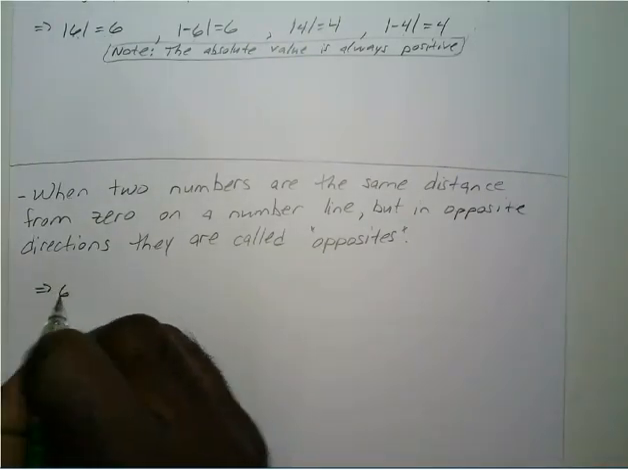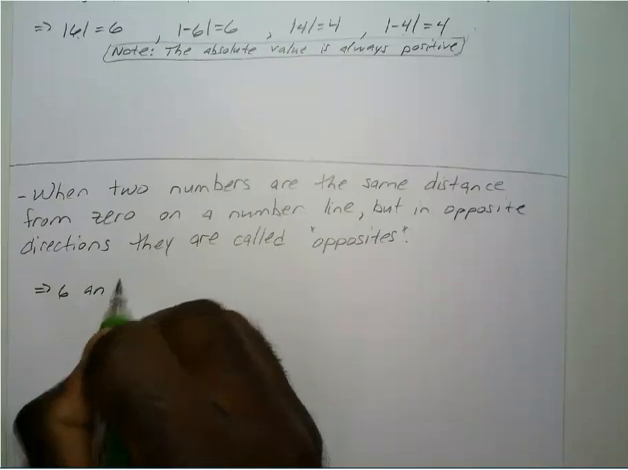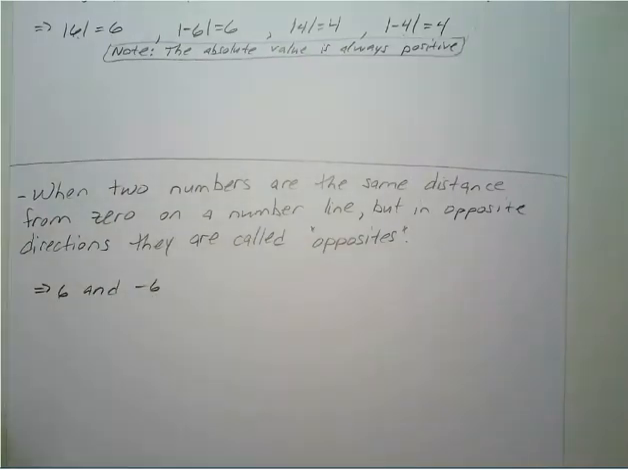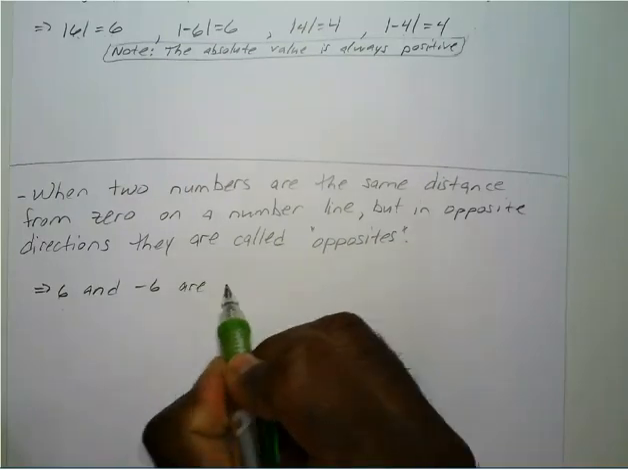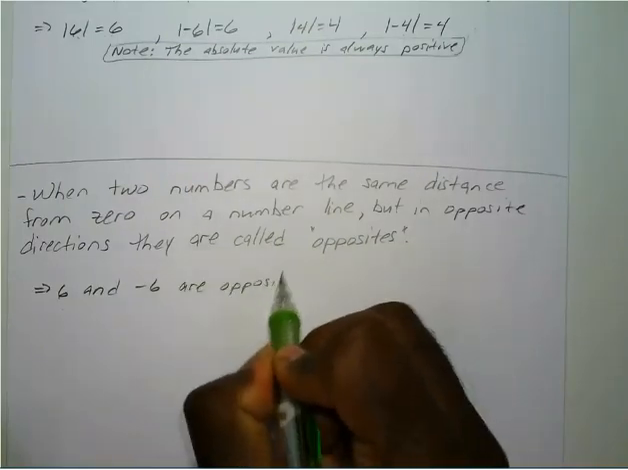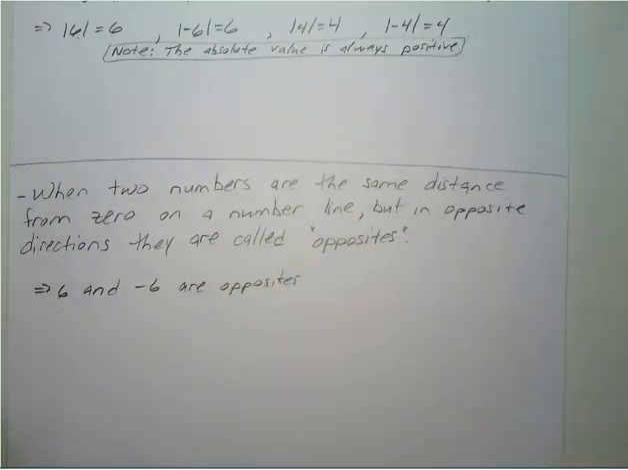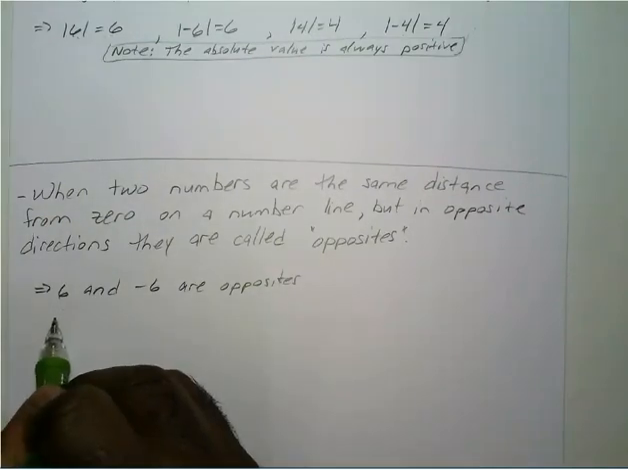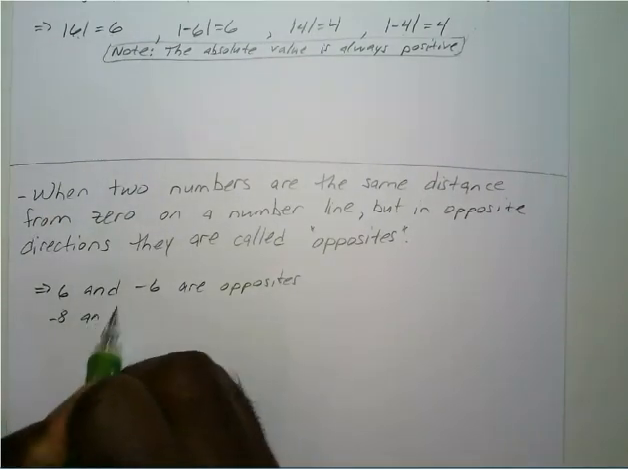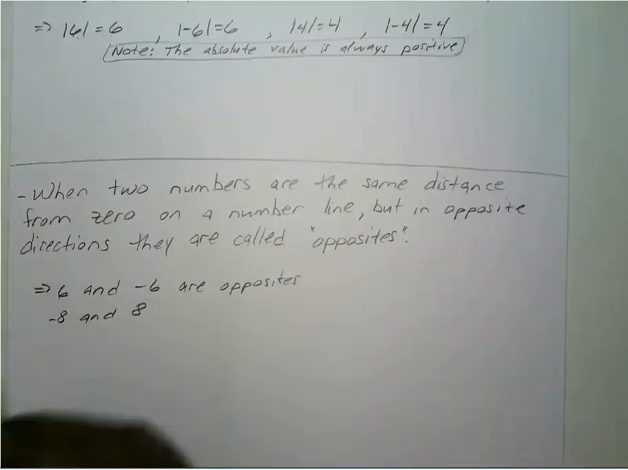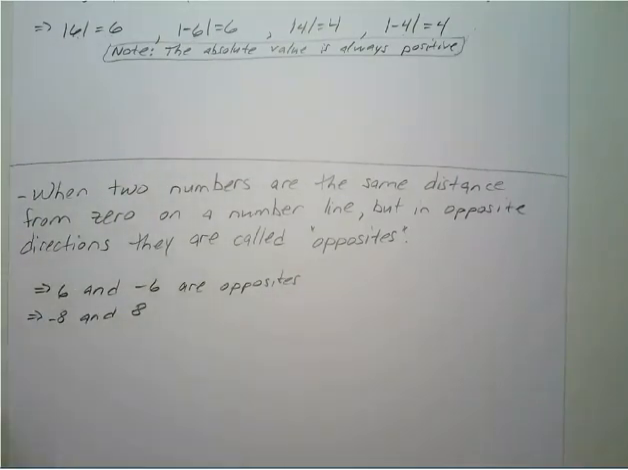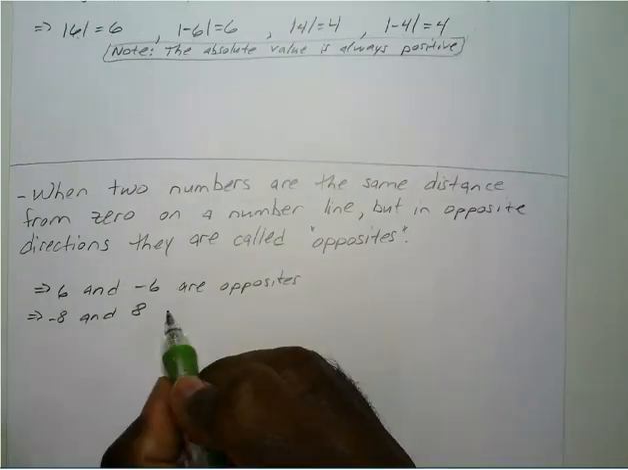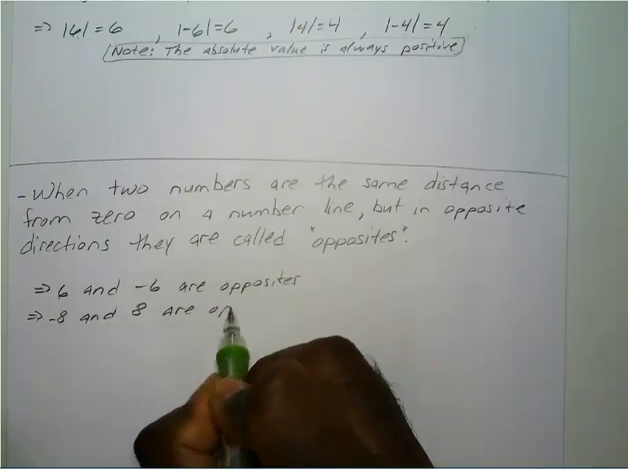Okay, so it's not too bad as far as thinking of what opposites are. So what if you have 6 and you have -6? Well, same number, but different signs. They are opposites. What if you have -8 and +8? Again, same number, just different signs. One's positive, one negative. They are opposites.